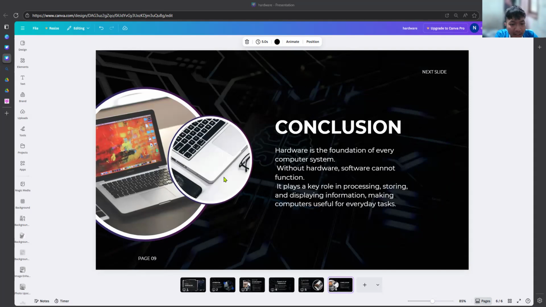In conclusion, hardware is the foundation of every computer system. Without hardware, software cannot run or display anything. So we can say that hardware and software must work together. Hardware does the work and software gives the instruction. Thank you for listening. I hope this explanation helped you understand more about hardware components.